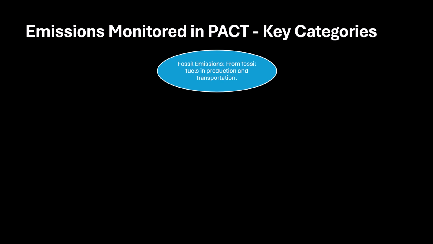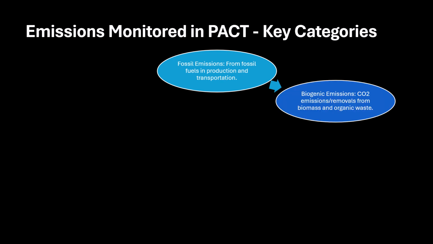reduction efforts. Next, we have biogenic emissions, which refer to carbon dioxide emissions and removals associated with biomass and organic waste. For example, when wood or other organic materials are burned or decomposed, they release carbon dioxide into the atmosphere. On the other hand, if managed sustainably, biomass can also act as a carbon sink, removing carbon dioxide from the air. This dual nature makes biogenic emissions an important category to monitor, especially for industries like agriculture and forestry.